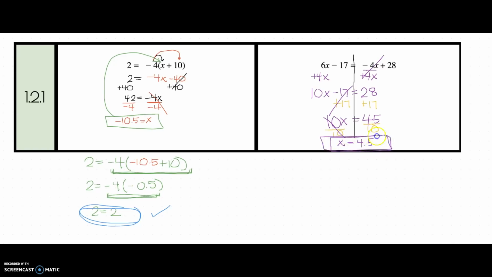Again, it would be a great idea for you to quick check your work. It doesn't take very long. This one has two variables that we need to account for. So let's start with 6, and then in parentheses, I want to put my 4.5. And then I have minus 17 equals negative 4. And then again, in parentheses, my 4.5. And then plus 28.